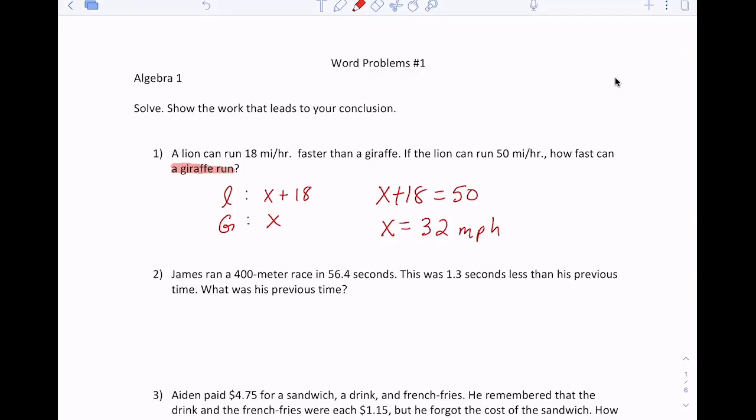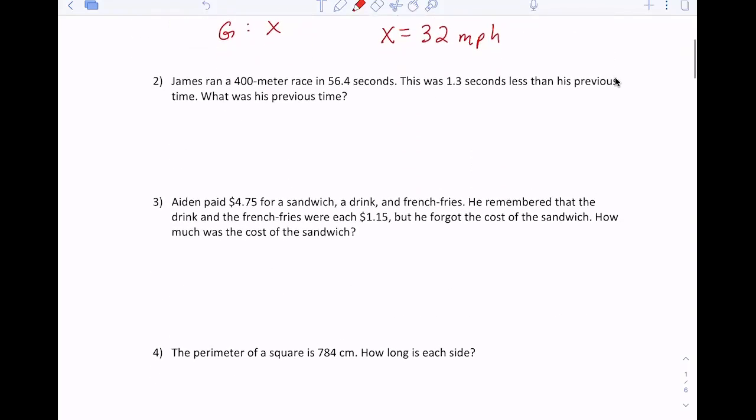All right, here we go. Next, number 2. James ran a 400-meter race in 56.4 seconds. This was 1.3 seconds less than his previous time. So again, right now, we're talking about James running a race. James ran the race in what? 56.4 seconds. That's what we have so far.